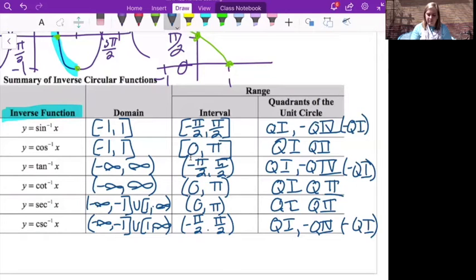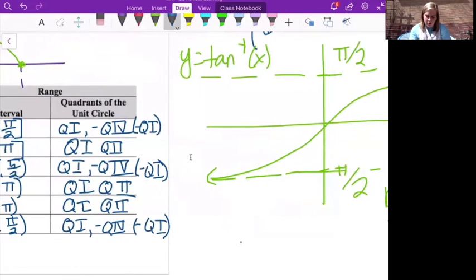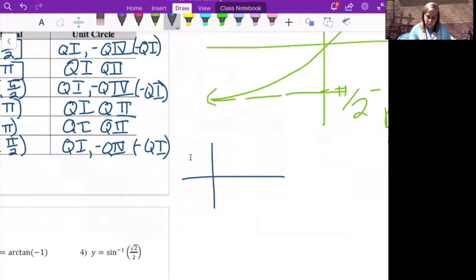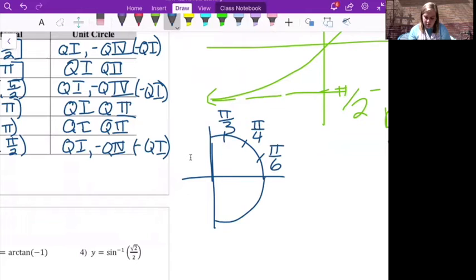And so what I mean by that is if we are in quadrant 1, we have our values of pi/6, pi/4, and pi/3. In quadrant 4, on our regular unit circle, this is 11 pi/6, 7 pi/4, and 5 pi/3.